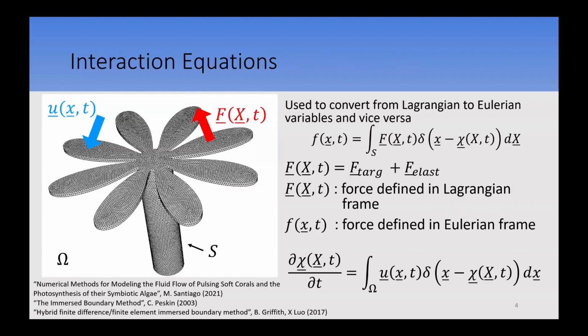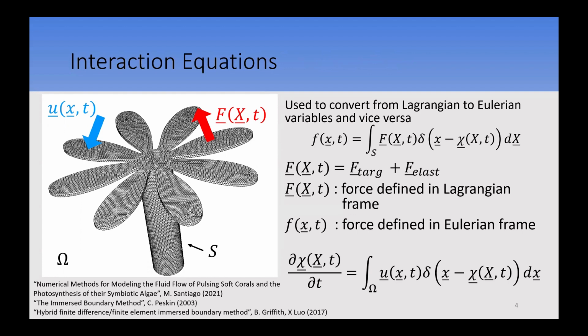Next, we have our interaction equations. So these are used to help us convert from Lagrangian to Eulerian variables and vice versa. We start by knowing our force, which is going to be our big F, in our Lagrangian framework. And this is defined as the summation of our target force and our elastic force, where the target force is the force that comes from prescribing the coral's motion, which again, that prescription of the coral's motion comes from actual live data that we have. And then the elastic force comes from the elastic body forces of the coral.